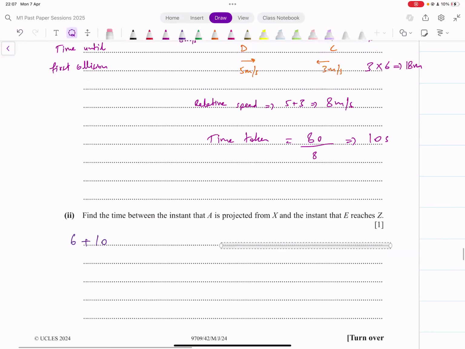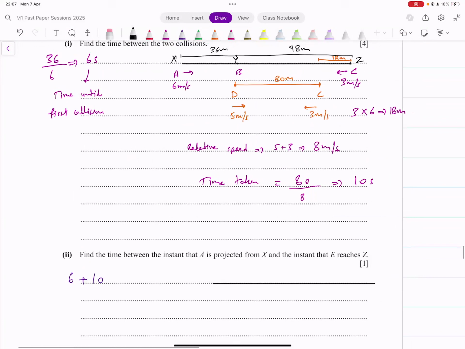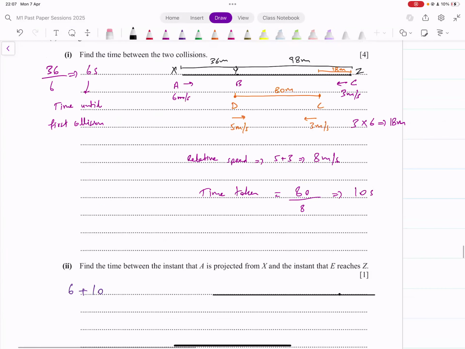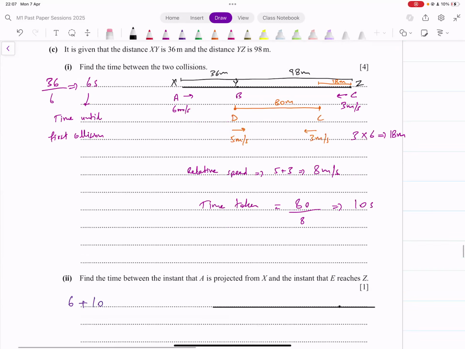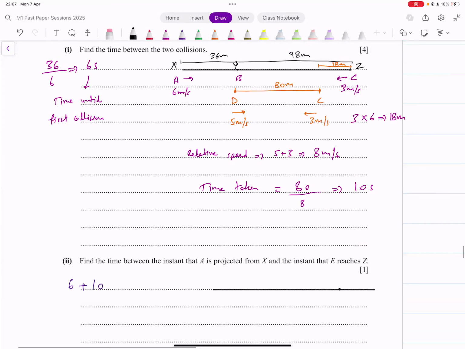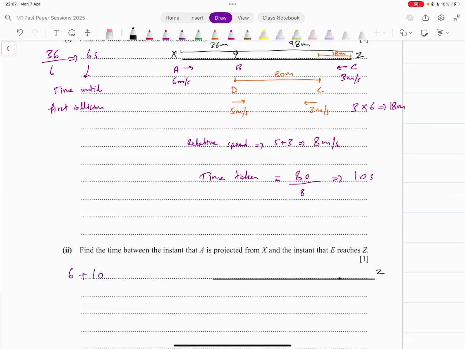Okay, so now we've got particle E here. At what point does the collision happen now? This is Z, and there is particle E here. Now we've got to find the time that it takes E to reach the point Z. For that, we first need to find at what point the second collision happens. How do you find that point? That's the question now.